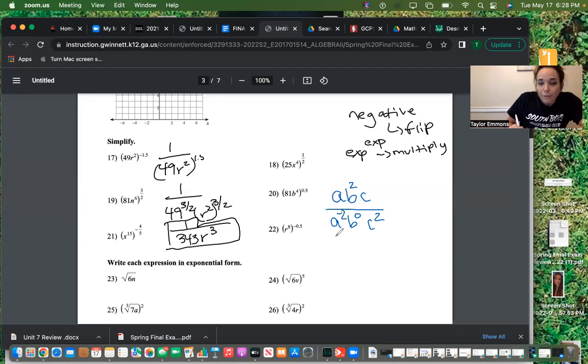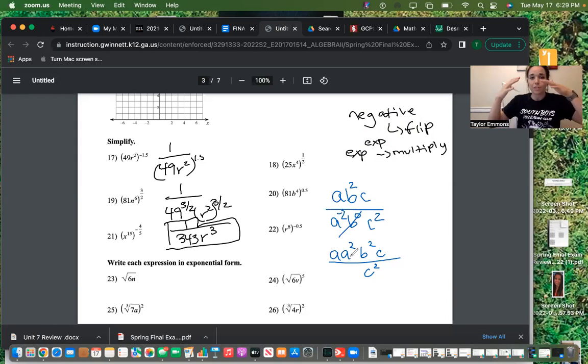If we have a negative, we're going to put it on the opposite side of the division line. So this will be a times a squared, b squared, c. Anything raised to the 0 power is going to be 1, so that's just going to cancel. And then c to the 2nd power. Now, if they're on the same side of the division line, you can multiply them and add those exponents. So what's 1 plus 2? That's going to give me 3. And then what's 1 minus 2? That's going to give me -1. So that -1 is going to go down on the bottom.